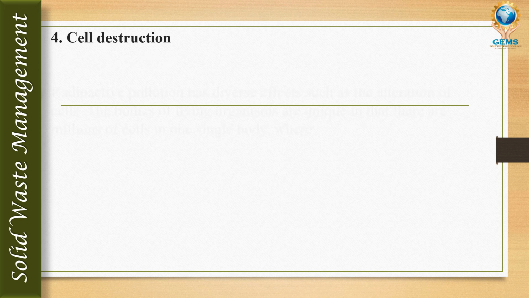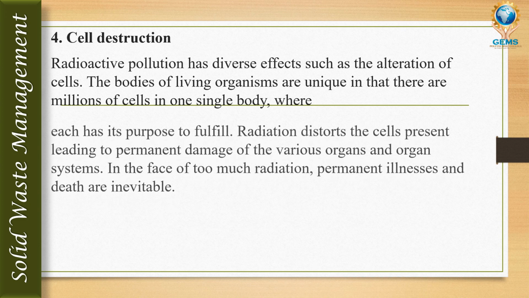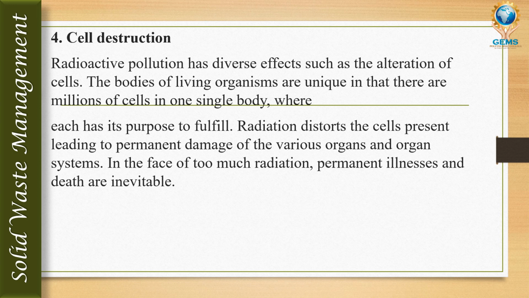Next is cell destruction. Radioactive pollution has diverse effects such as the alteration of cells. The bodies of living organisms are unique in that there are millions of cells in one single body, where each has its purpose to fulfill. Radiation distorts the cells present, leading to the permanent damage of various organs and organ systems. In the face of too much radiation, permanent illness and deaths are inevitable.